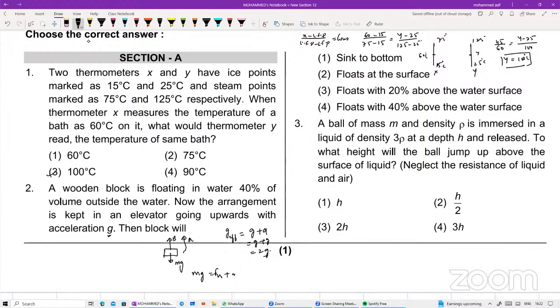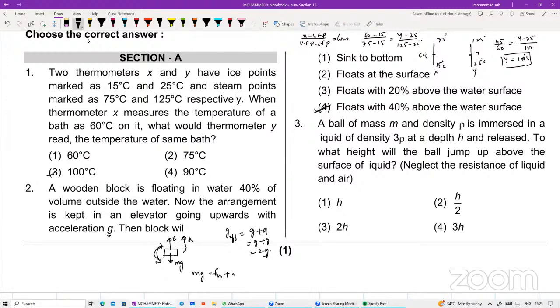So it floats with 40% above the water and 60% in the water, because mg is still balancing the buoyant force. As it is going in the upward direction, the net acceleration is coming out to be 2g. So the effective acceleration is 2g. The weight acting in the downward direction has been balanced by the buoyant force, isn't it? So whether it is accelerated or decelerated, if it is floating and mg is balancing the buoyant force, then the block will remain in the same condition. It will float with 40% above the water surface only. So no change at all. The level of water will remain the same.